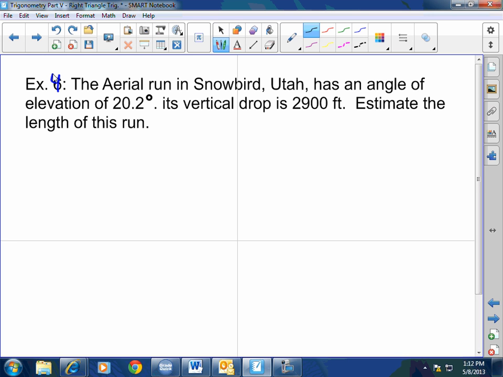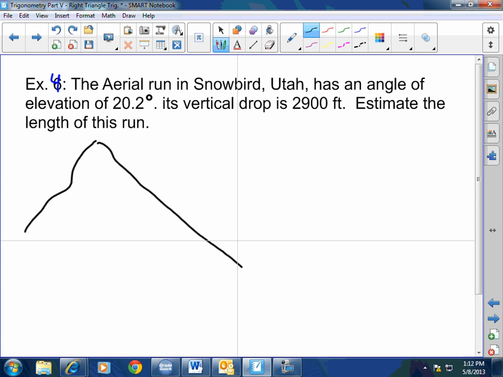Okay, the aerial run, by the way, it's in Snowbird, Utah. It's a ski slope. Now, you know how ski slopes are. You know, you go down, right? Okay, so the aerial run in snowboard has an angle of elevation of 20.2 degrees. Its vertical drop is 2,900 feet. Estimate the length of the run.